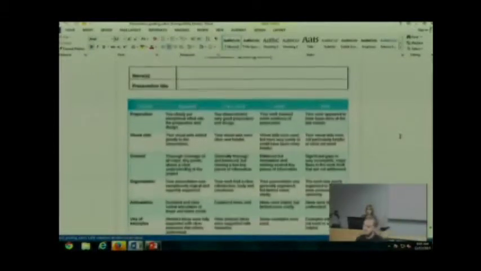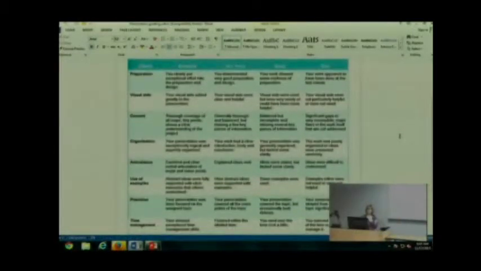But if you look at the rubric, it pretty much gives you a fairly detailed breakdown of what are the things that are looked at and what are the various criteria that are used.